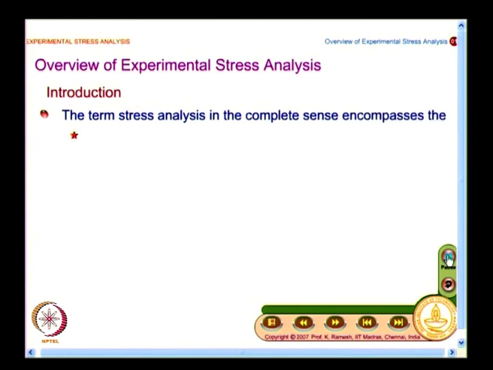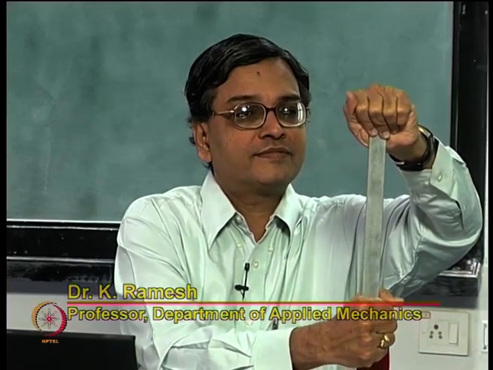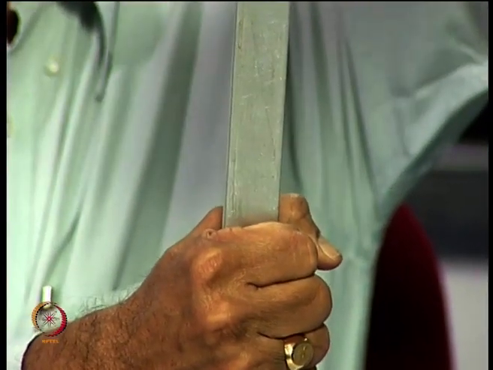So, the term stress analysis in the complete sense encompasses the determination of 6 stress components. Why are they 6? Why do I say that you have 6 stress components? Suppose I take a member like this and then apply a tension, you all know the stresses are developed, and what is the value of stress? Someone can answer. Suppose I apply the load as P and area of cross section is A, what is the value of stress?